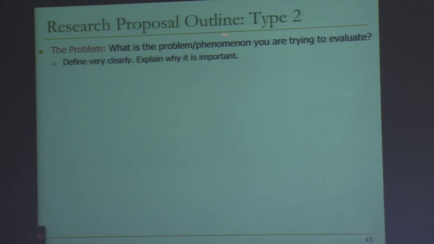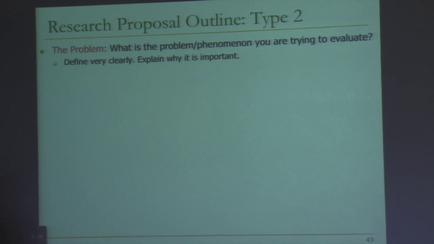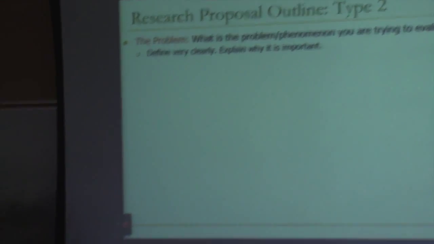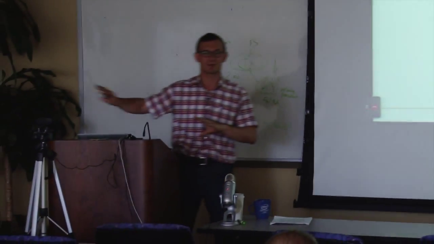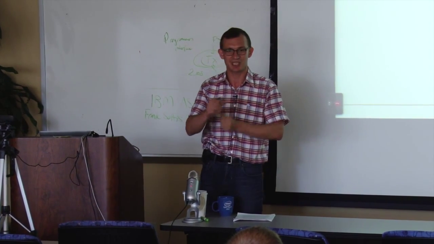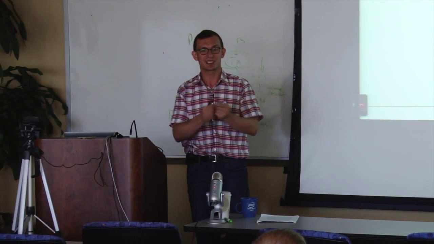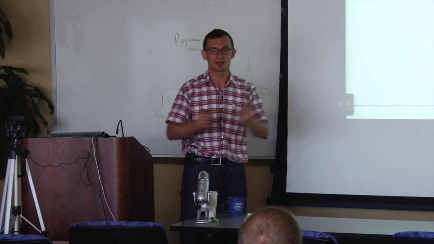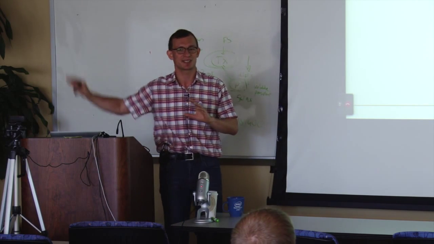OK, the type 2, I'll go through this really quickly. Again, the problem doesn't change over here. What is the problem or phenomenon you're trying to evaluate? One example could be that you're trying to characterize the interaction between power and reliability in modern DRAM chips, right? We have this beautiful infrastructure that my students have developed where you can characterize modern DRAM chips using FPGA-based memory controllers. You can actually change everything in the controller. You can change the latencies. You can change the retention time. You can change all the parameters that you can change in DRAM and test the DRAM chips.